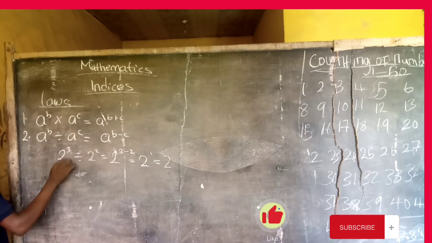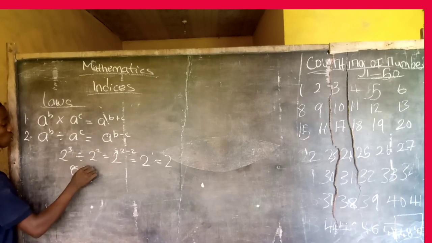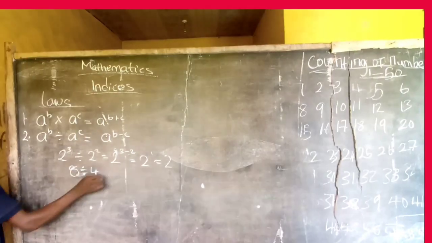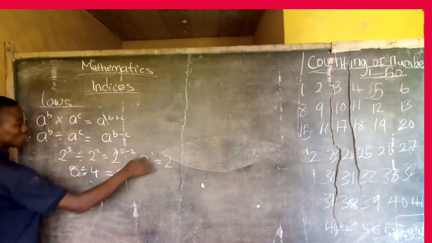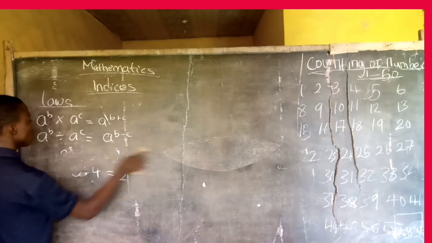So let us check it again. 2 to the power of 3 is 8, divided by 2 to the power of 2, which is 4. Now 8 divided by 4 gives us 2, which is 2 to the power 1, the same thing as 2. And that is the explanation of the second law.